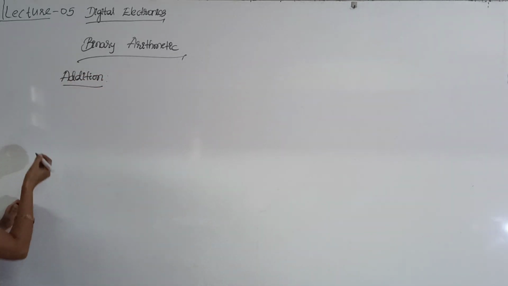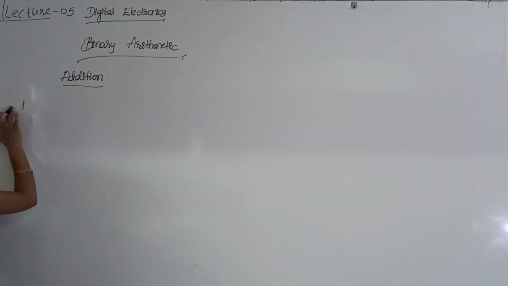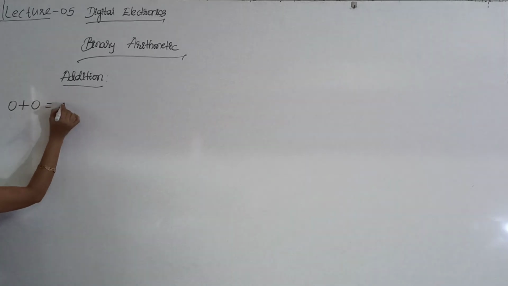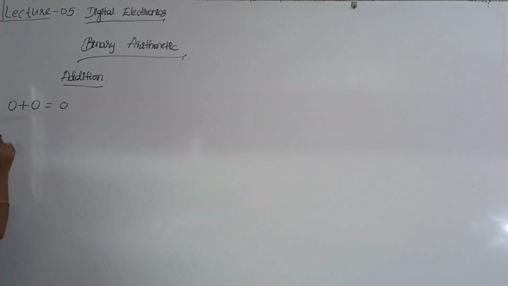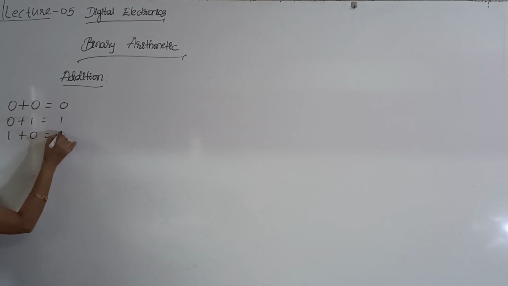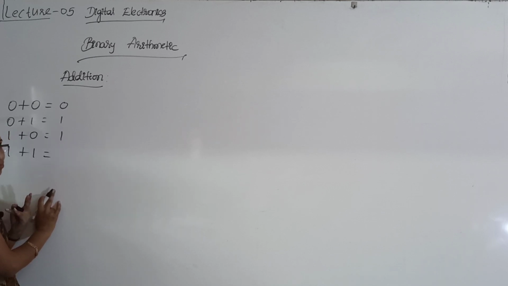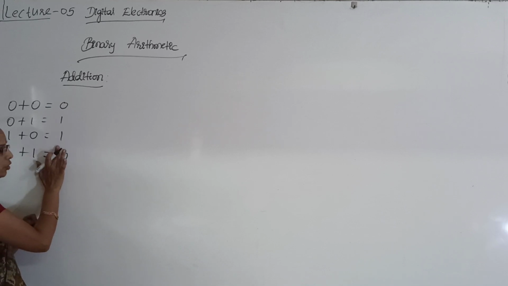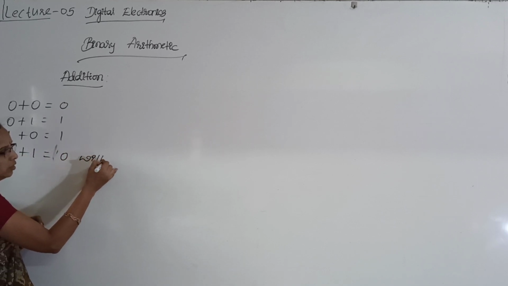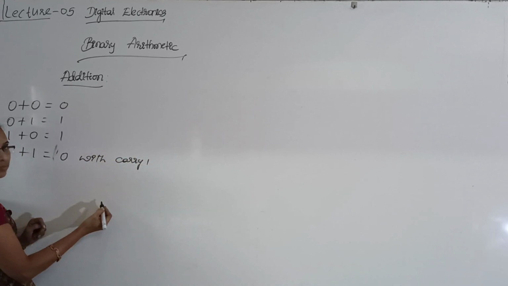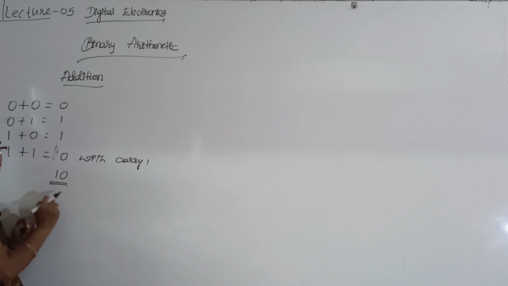In that you should remember: 0 plus 0 is equal to 0, 0 plus 1 is equal to 1, that you people know, 1 plus 0 is equal to 1, and 1 plus 1 is equal to, it cannot be 2, because in binary numbers we use only two bits, 0 and 1, to represent any quantity. So it will be 1 0, or you should write 0 with carry 1. It should be 1 0, but you cannot write 1 0.